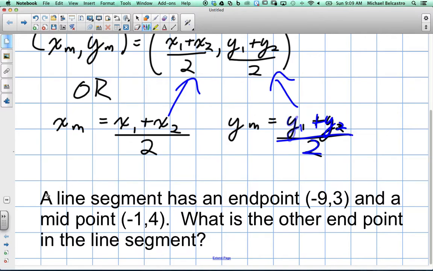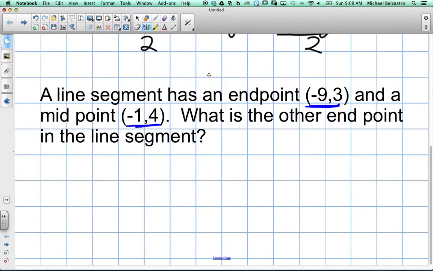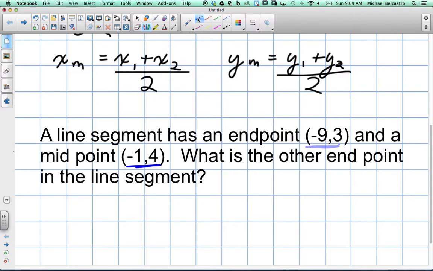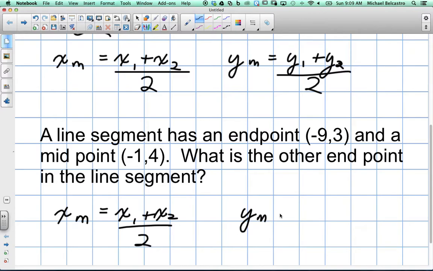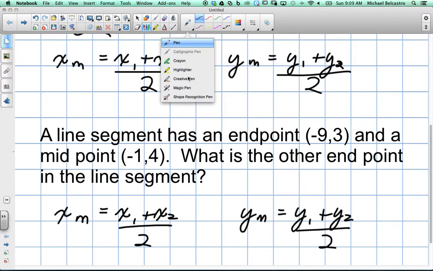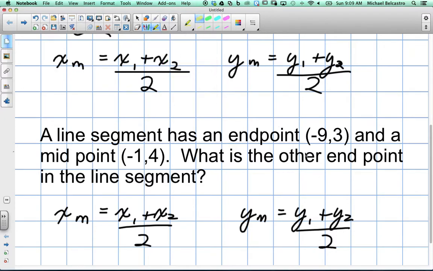So here's our question. A line segment has an endpoint of (-9, 3) and a midpoint of (-1, 4). What is the other endpoint of the line segment? So I'm going to use the two separated formulas, and then we're just going to put them together. So our x midpoint is equal to one of the endpoints plus the other endpoint divided by 2, and our y value of our midpoint is equal to one of the y values of the endpoint and the other one divided by 2.